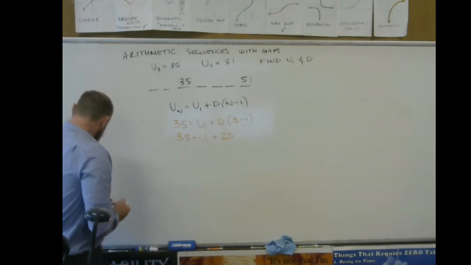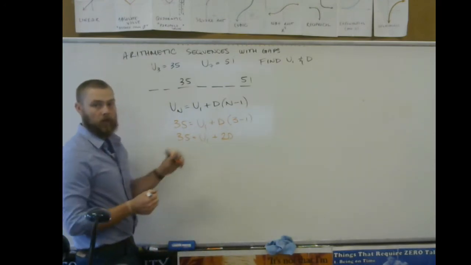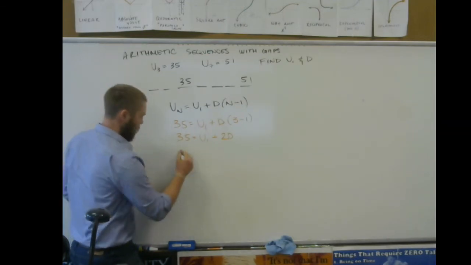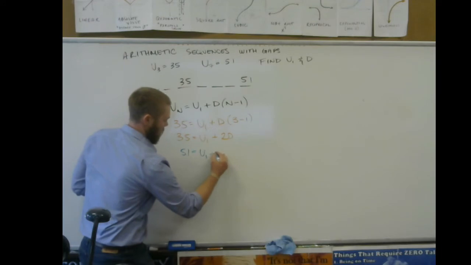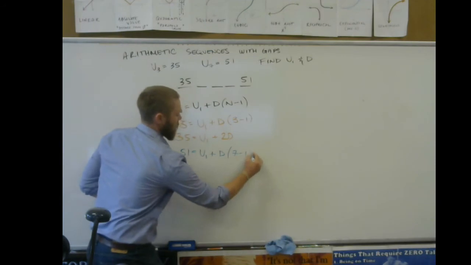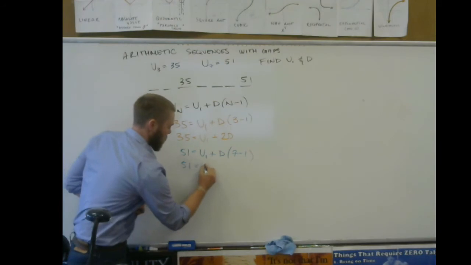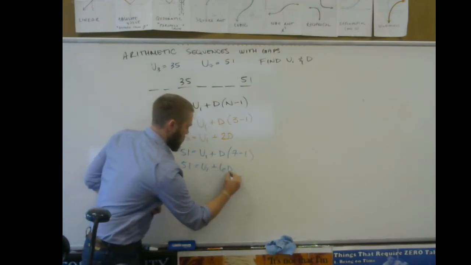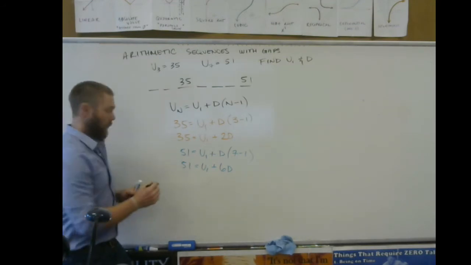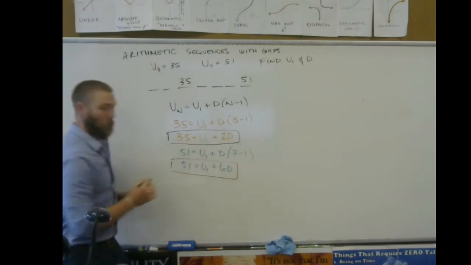All right, next one. Let's change it up to blue, and we'll do it again with the 51. So we'll put the 51 here instead. And that was the 7th. All right, so we have 2 equations and 2 unknowns, and this is going to take us back to your intermediate algebra. We're going to use these together to solve for U1 and D.